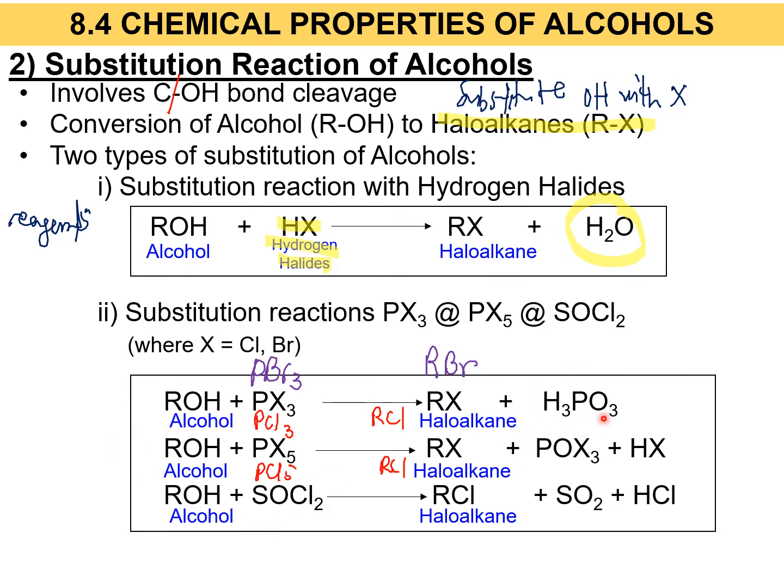Okay, macam tu. Tapi apa bezanya kalau kamu guna reagen PX3, PX5, SOCl2? Beza dia ialah dia punya side product. Okay, so if let's say you guna reagen PX3, you dapat side product H3PO3. Kalau you guna reagen PX5, you dapat side product POX3 dengan HX. Kalau you guna reagen SOCl2, so dia punya side product ialah SO2 dan juga HCl. Okay, itu je lah dia punya beza.